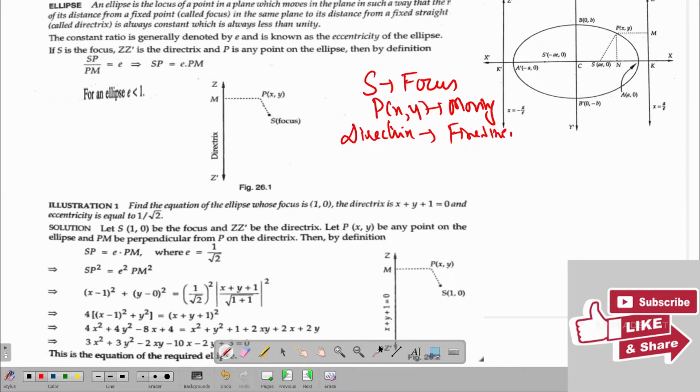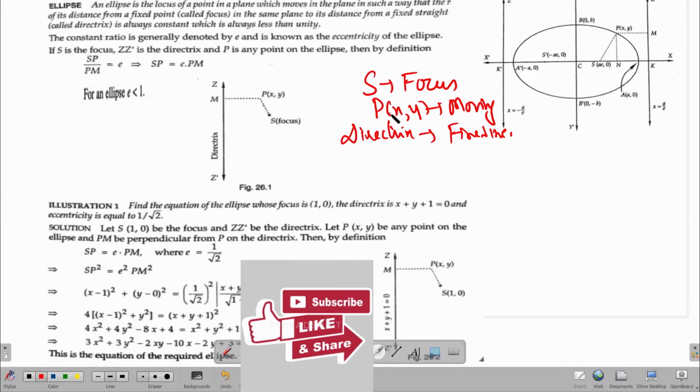So according to the definition, an ellipse is the locus of a point which moves in such a way that the distance of this moving point from the focus, that is SP, and its distance from the moving line, that is the directrix, where the distance between a point and a line is given by the formula (Ax1 + By1 + C) upon root of A square plus B square, that is the distance of a point from a line.